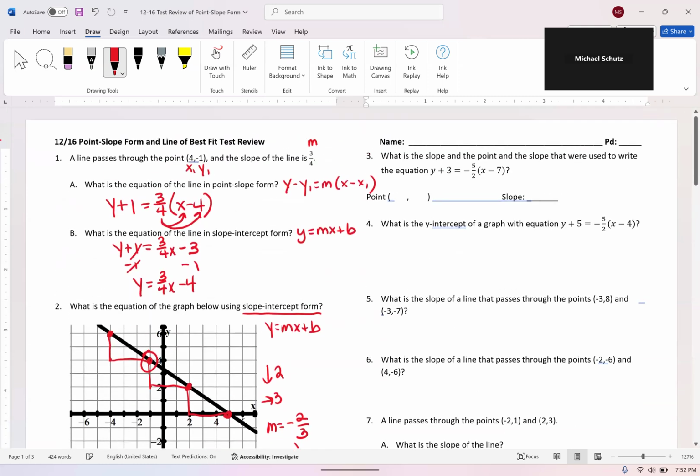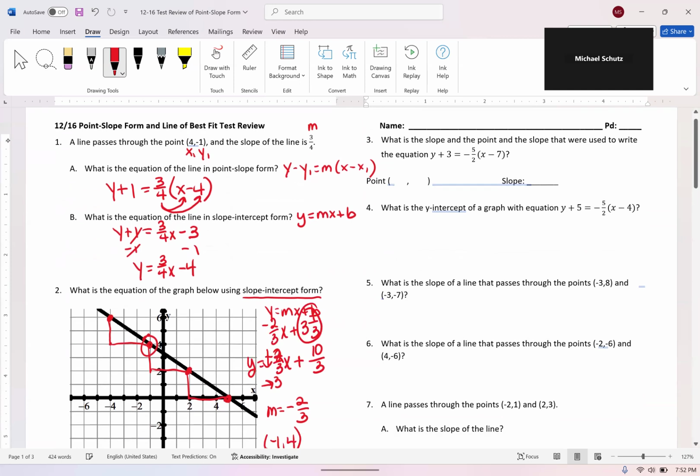All right, let's take a look at now number 3. It says, what is the slope and the point? And there's a typo here. We had repeated this for some reason. What is the slope and the point that were used to write the equation y plus 3 equals -5/2 times x minus 7? So remember, this is y minus y1 equals your m and then x minus x1.